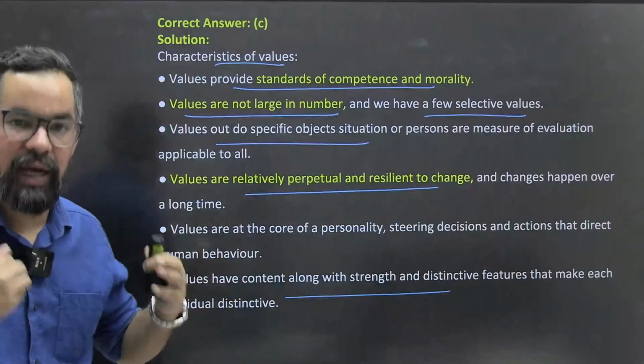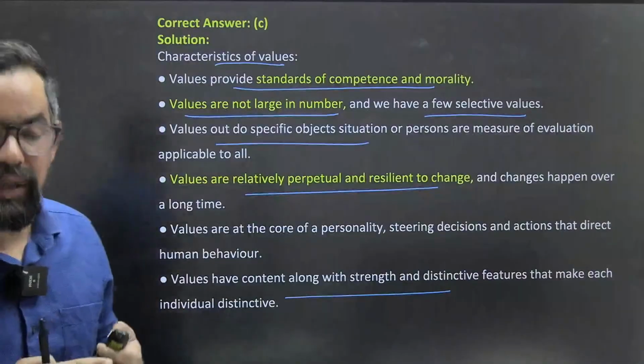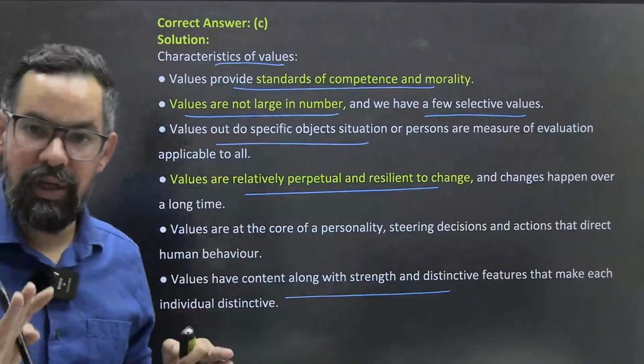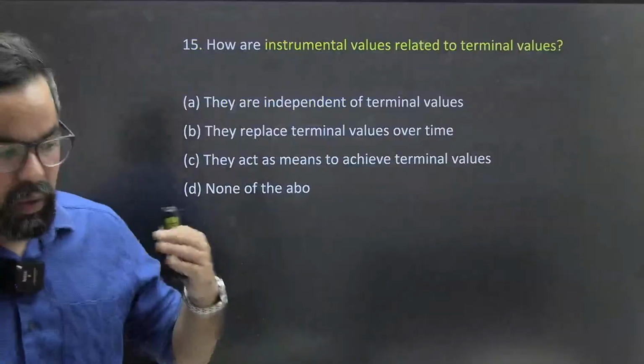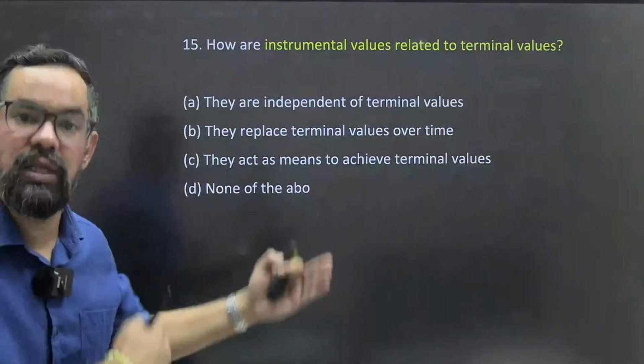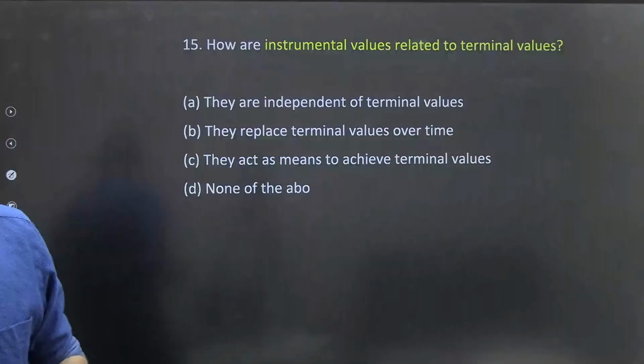Values generally define our personality, and our personality traits are stable in nature. Each and every individual's personality generally differs from the others. So what makes a person's personality different from others? That is their core values. So that is something linked with this particular one. All right, next one, guys.